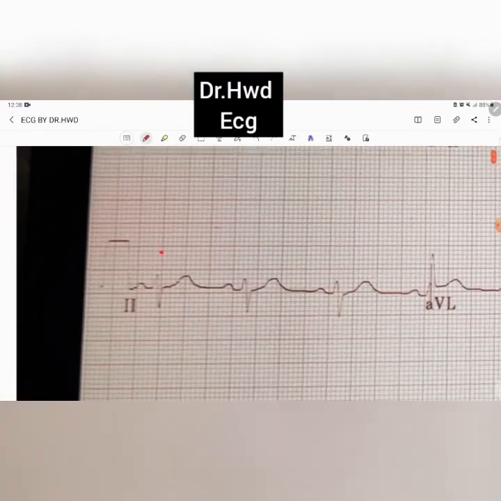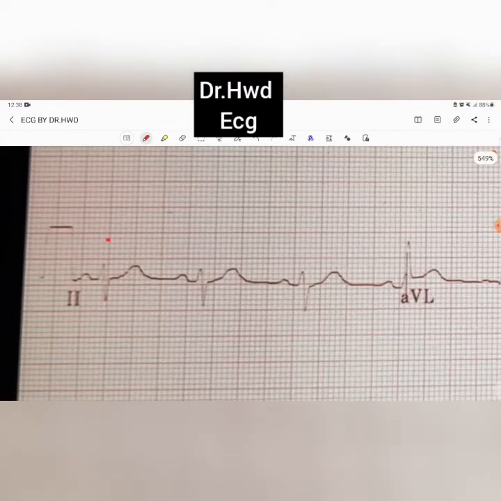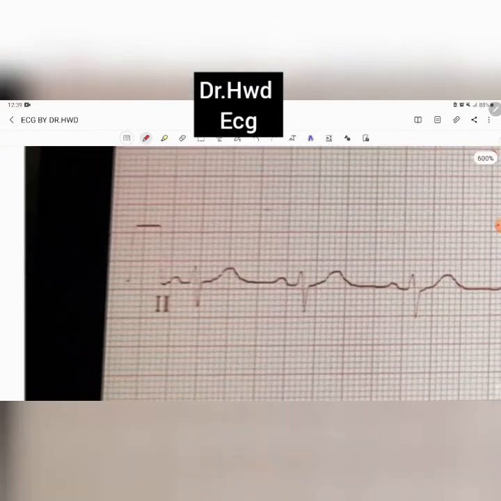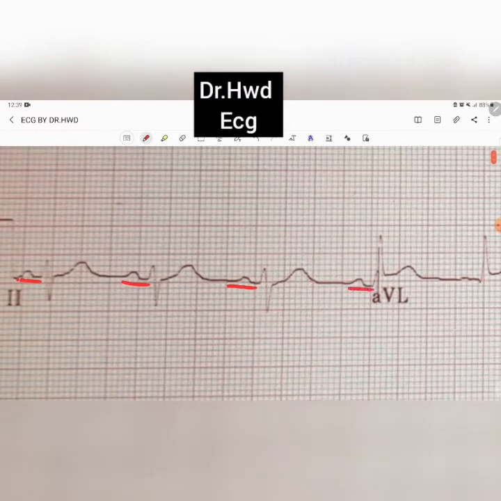Let's look at your lead 2. All right, again, what's the first step? You look at the rate. Rate seems fine. All right, the next thing, you look at the P waves. No flutter, no fibrillation, kind of seems regular. So we're not thinking fibrillation or flutter. What do we do next? We look at the PR interval. This is your PR interval, from the beginning of the P wave to the end of the R. This seems fine over here. So we're not thinking of heart blocks or flutter or fibrillation.